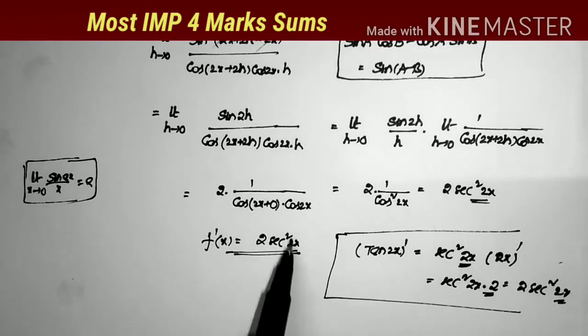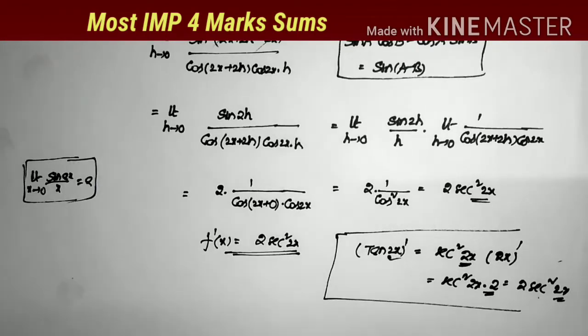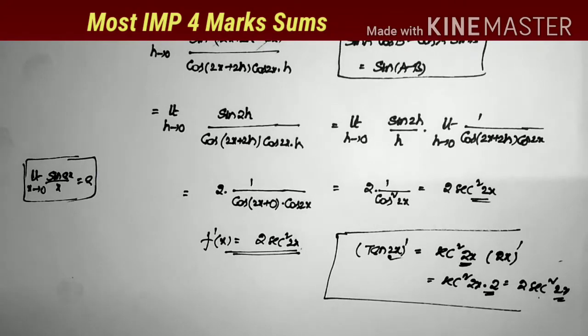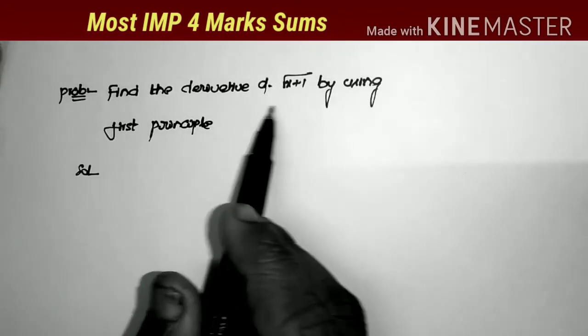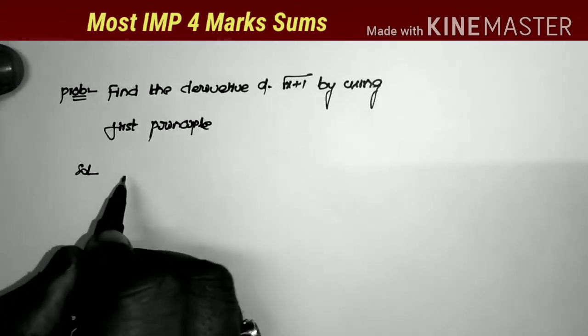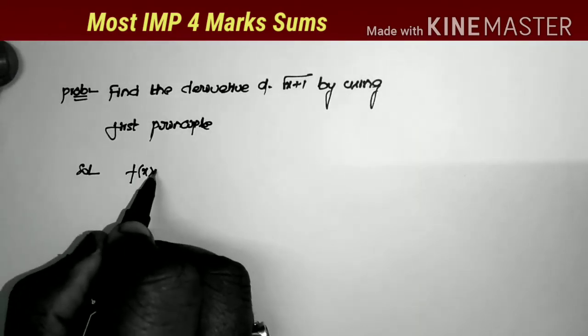This is the answer obtained by using the first principle formula. This is the answer by applying the formula. Therefore, both answers are same. Very important sum for 4 marks. Next problem, find the derivative of root x plus 1 by using first principle. So this is also most important 4 marks sum.